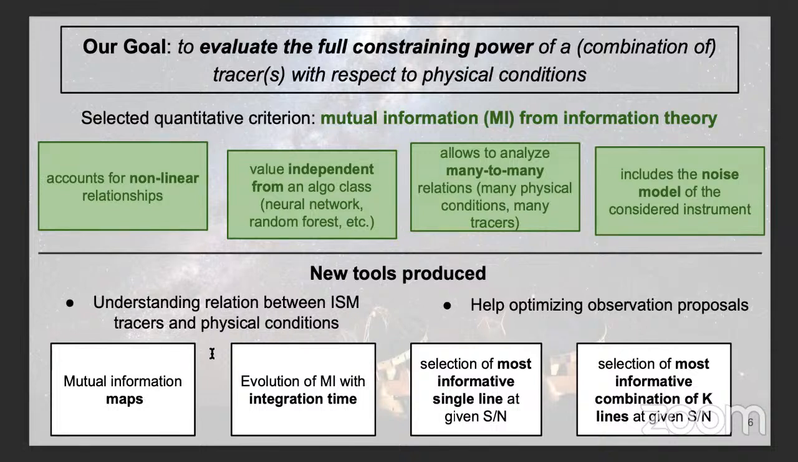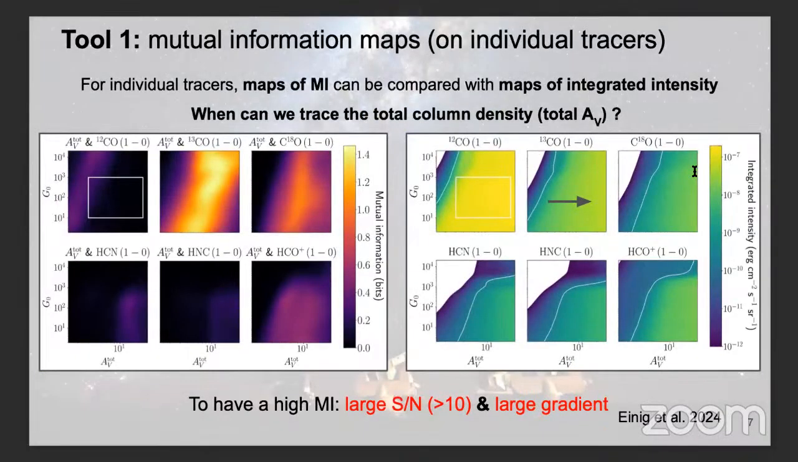First, the strong points of this approach is that it doesn't rely on a linearity assumption. It can account for nonlinear relationships. It's not dependent on some machine learning algorithm and on the fact that this algorithm works well. This is a very theoretical estimate of the information that's present. It allows to estimate many-to-many relations and not only one-to-one, so not just one tracer to estimate one physical variable, but groups of tracers to estimate simultaneously several variables. And it fully takes into account the noise model of a given instrument. And so from this, we can visualize the result in several ways.